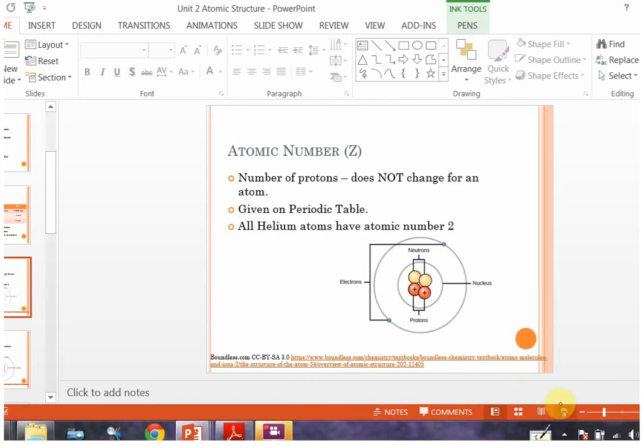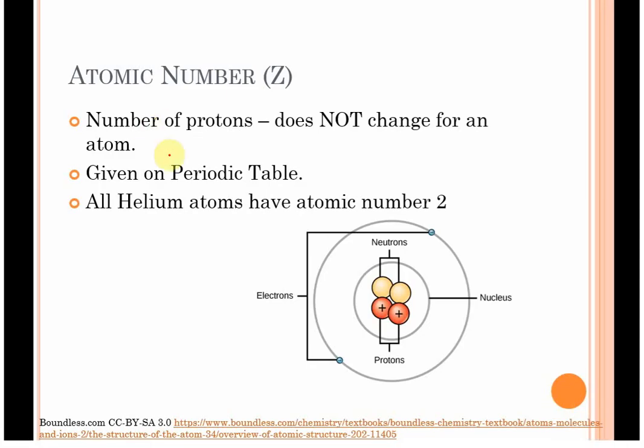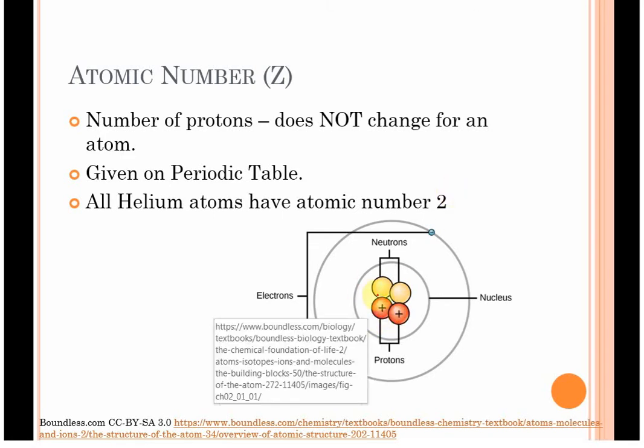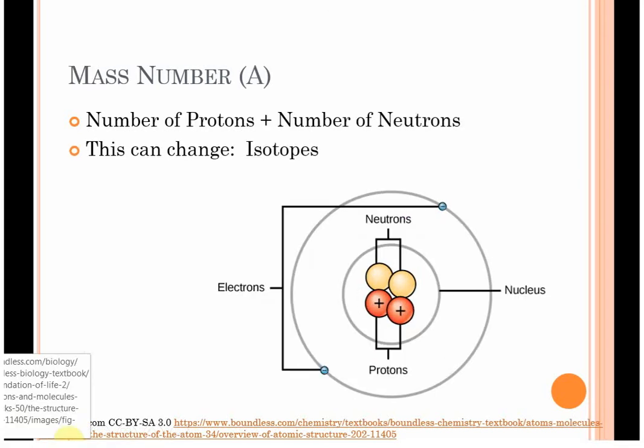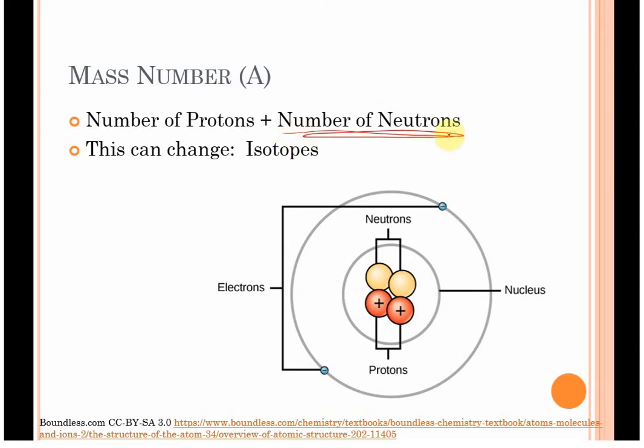Now, getting back to this, the atomic number is just given from the periodic table. It's the same for every atom of an element. Every single hydrogen has atomic number 1. Every single helium has atomic number 2. It's going to have 2 protons. The mass number, on the other hand, is equal to the number of protons plus the number of neutrons. Those are the two large subatomic particles, and the number of neutrons can change. And when it does, you have an isotope.